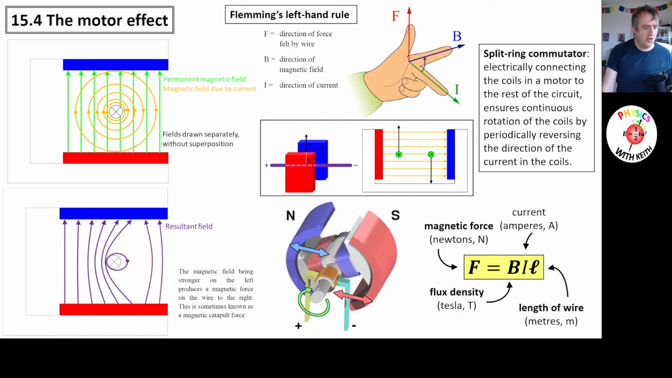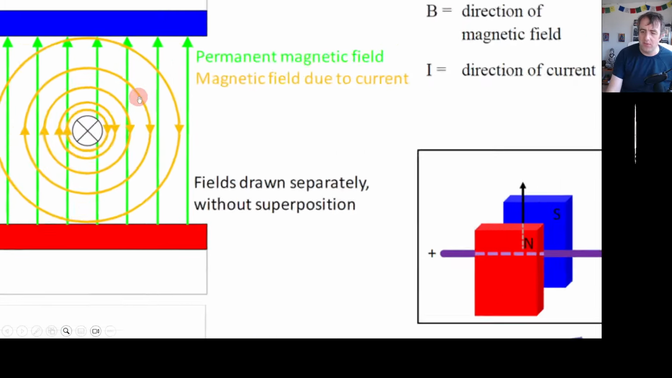Lesson 92 is introducing you to the motor effect. So the motor effect is the effect where there is a magnetic force on a current-carrying wire that's in a magnetic field. So as I said, if there's a current-carrying wire, there's a magnetic field around it. Let's zoom in on this diagram on the top left.